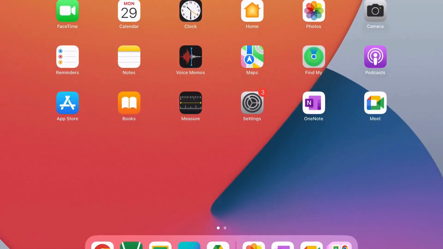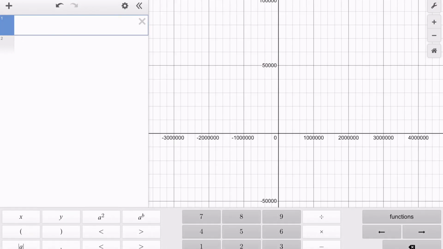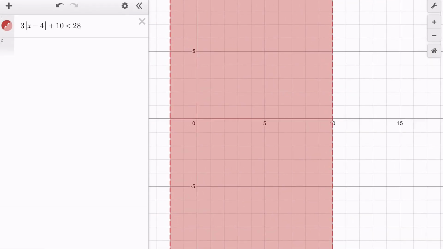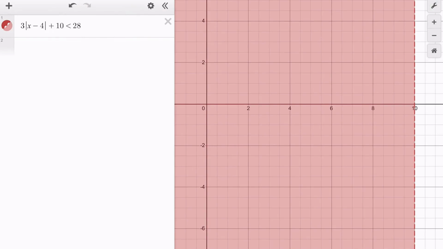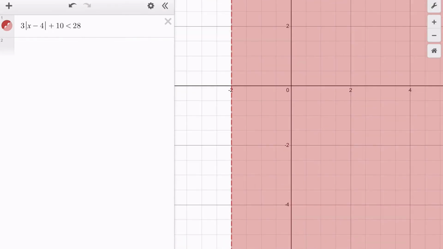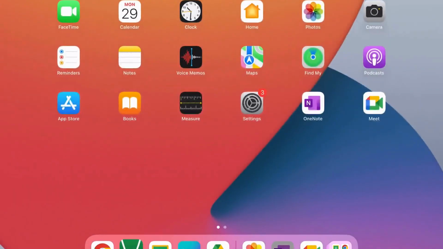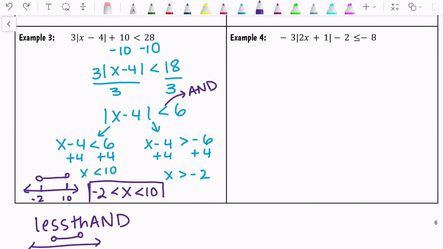And so I have number 3, absolute value of x minus 4 plus 10 is less than 28. And I can see that my shaded areas point into each other, so less than 10 and greater than -2. So it's in between those two values, and those are the two values that I found.